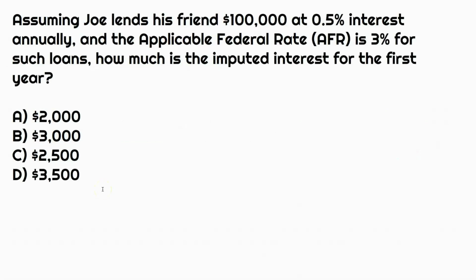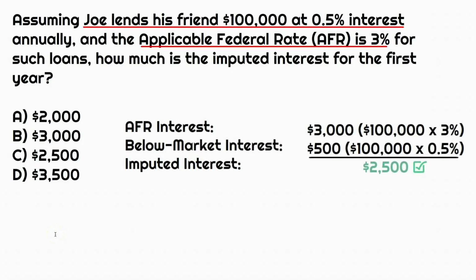So taking a look at this question, we're trying to determine the imputed interest. So we first need to find out what the interest rate should have been if the loan was given at the applicable federal rate of 3%. Then we'll subtract the actual interest charged at 0.5% to find the imputed interest for the first year. So start by calculating the interest at the AFR of 3% of $100,000, right? That's $3,000. So this means if the loan was given at the AFR, then your friend would owe you $3,000 in interest for the first year.